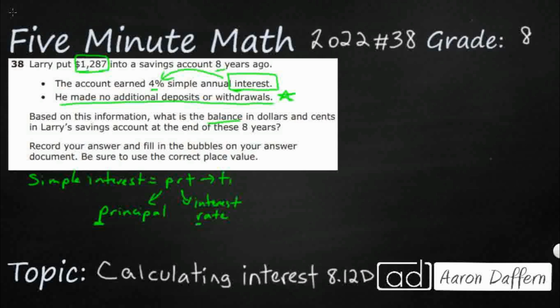And then the T is time. How much time are we going to calculate this interest? It's annual, which means it's yearly. That annual means yearly, and we have 8 years.